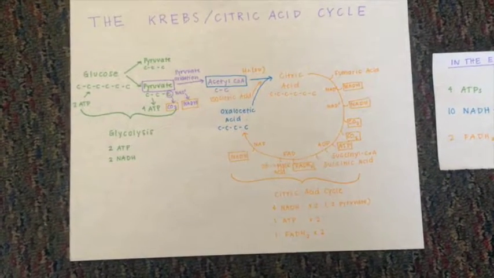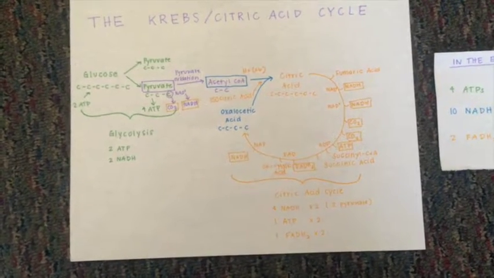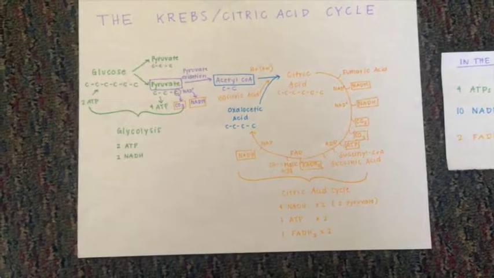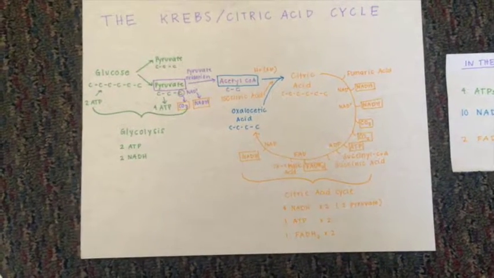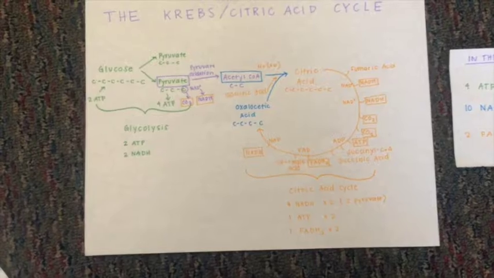During the process of glycolysis, 4 ATP and 2 NADH are produced, but because it takes 2 ATP to start the process, you only end up with 2 ATP in the end.